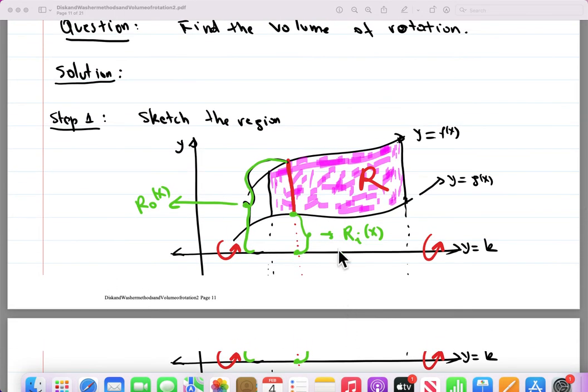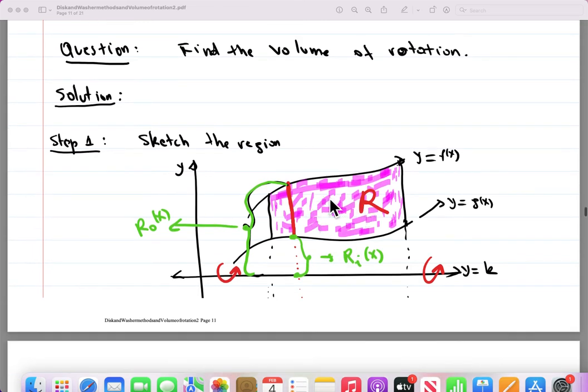So you create this region. This is the region that they give us, the shaded region. And the line of rotation is y equals k. We mark it with a curved arrow. So now you're going to take this region and revolve it 360 degrees with respect to this line y equals k.